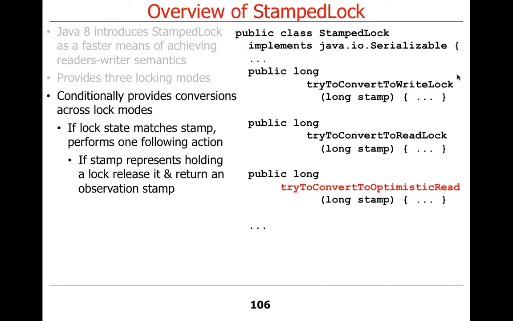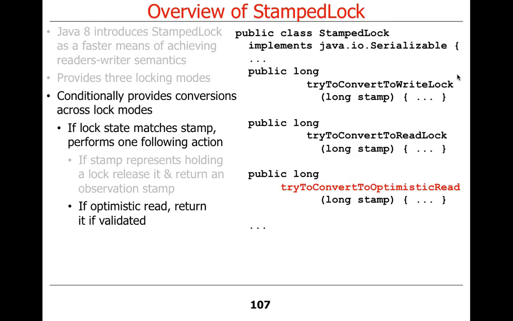And then the final thing is try to convert to optimistic read. If the stamp represents holding a lock, like a read lock or a write lock, then go ahead and release it, downgrade it to an optimistic lock, and return what's called an observation stamp. If it's an optimistic read, return it if it's valid. Otherwise, return 0.